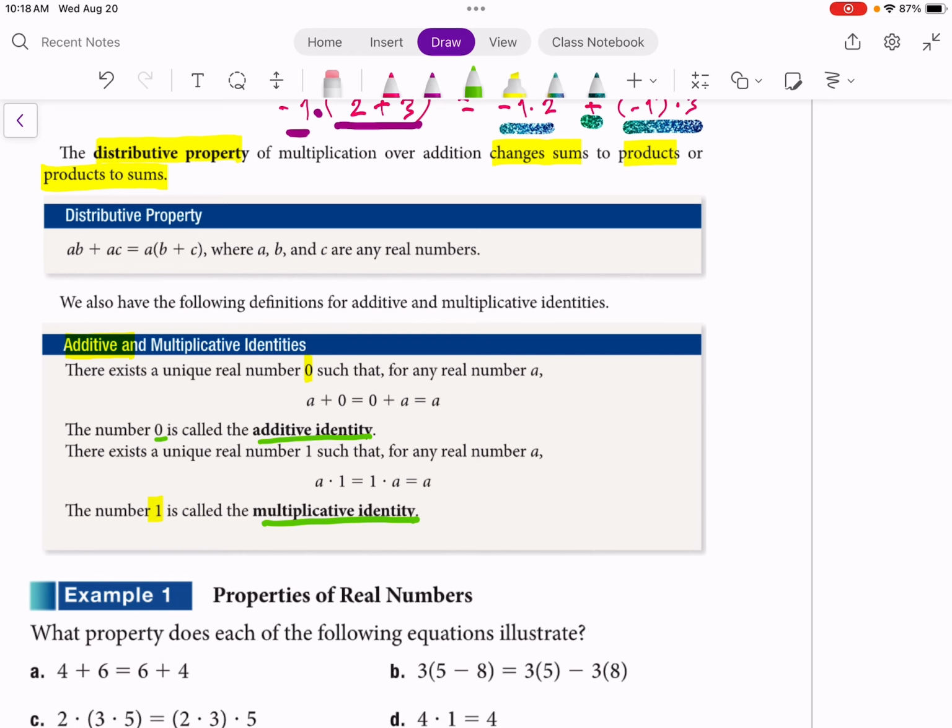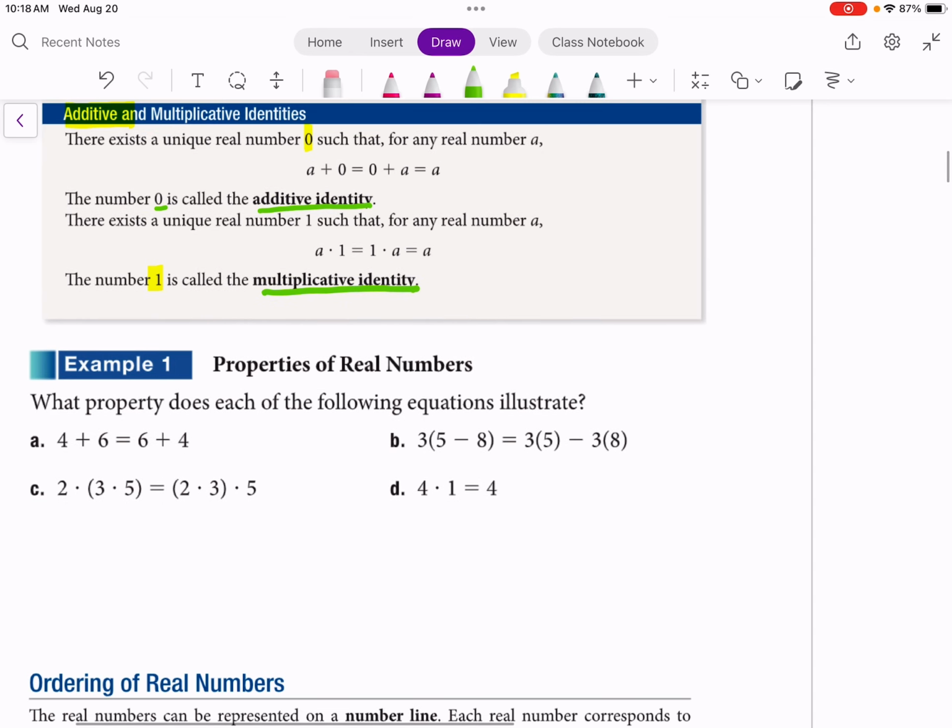Now we have examples here, and we need to identify the real number properties. For part A, we have 4 plus 6 equals 6 plus 4. What type of property is this? What's the difference here? We have 4 plus 6 on the left, and 6 plus 4 on the right. Commutative, right? They switched the position, and the result is always the same. So we have the commutative property for A.